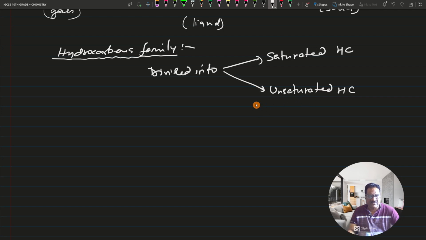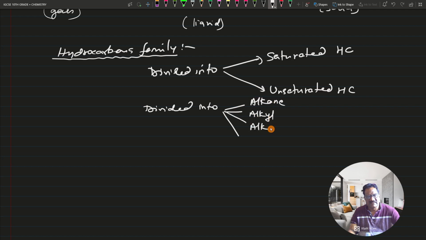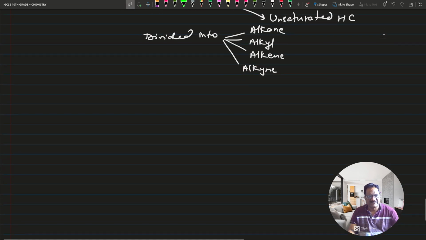Okay, now hydrocarbons can be divided into certain families. Again, these hydrocarbons can be divided into certain families. Now those families, let me name them. There's something called the alkane family, the alkyl family, the alkene family, and the alkyne family. So these hydrocarbons can be divided into these four families. Okay, now let us start understanding these families. Let us first talk about alkanes.